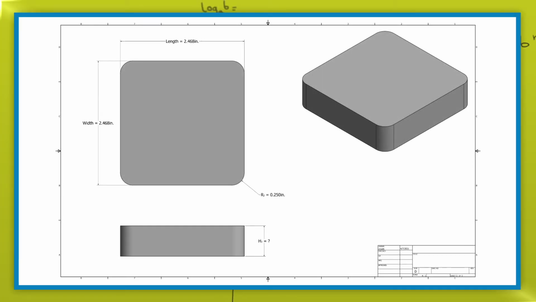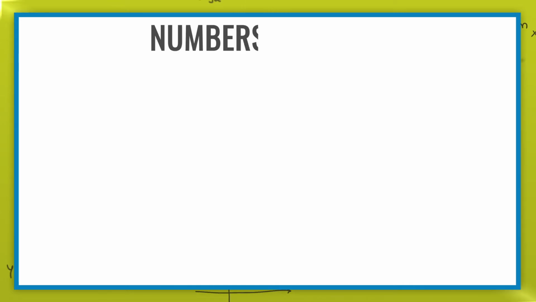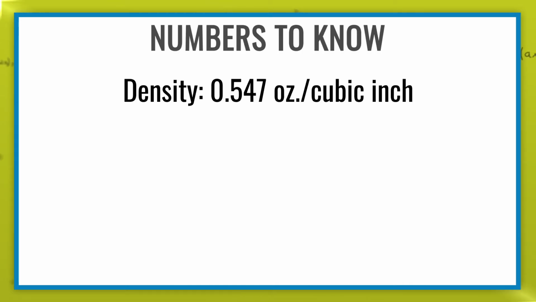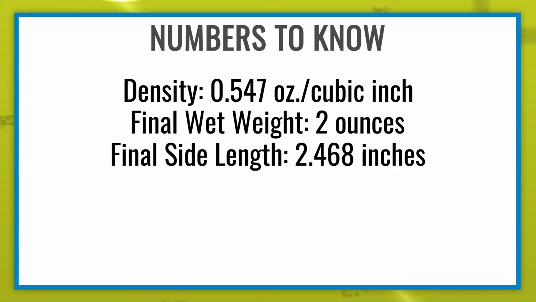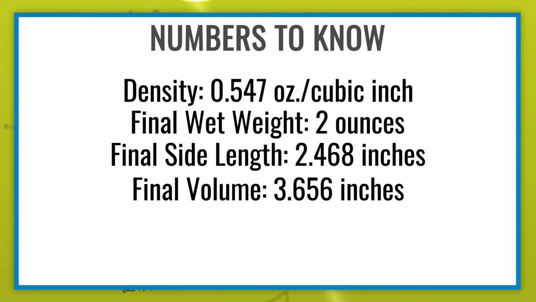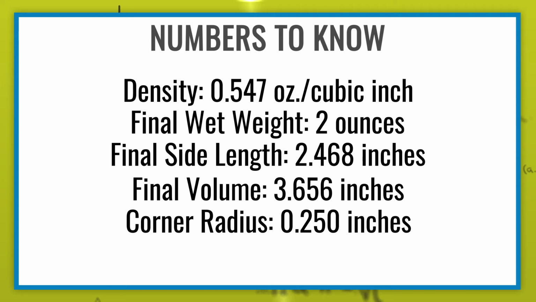In the meantime, figure out what the height change will be if you keep the sides the same and change the corners to have a 0.25 inch radius. I'm on it. Because the side lengths will remain constant, the only dimension that will be affected by the corners being rounded is the height. We need to find the final height given the previous parameters: density, final wet weight, final side length, final volume, and corner radius.